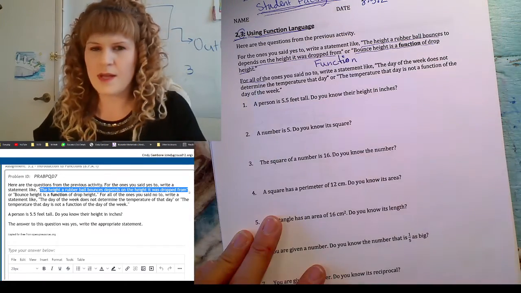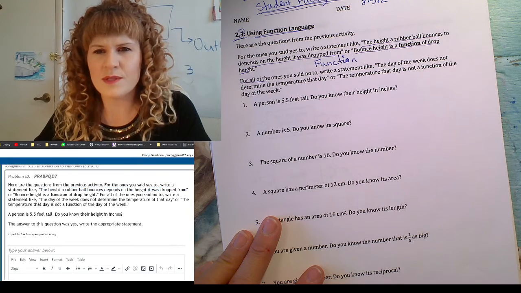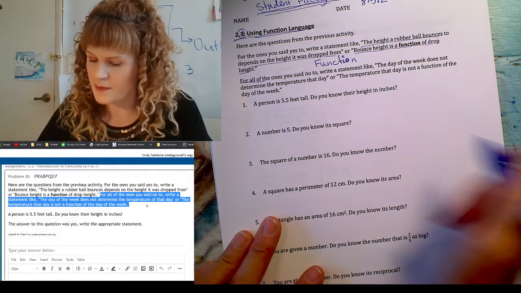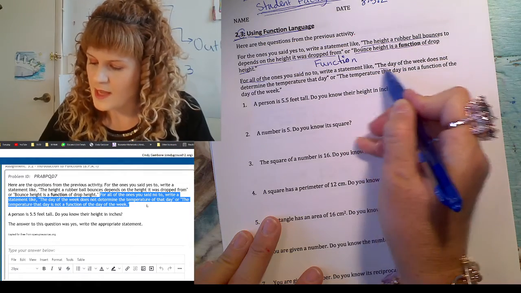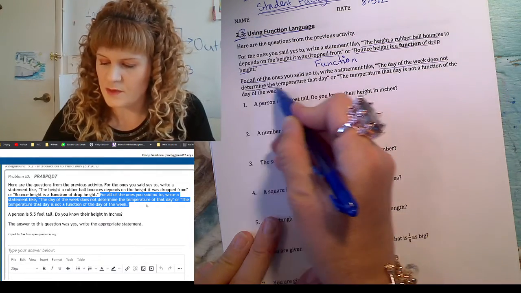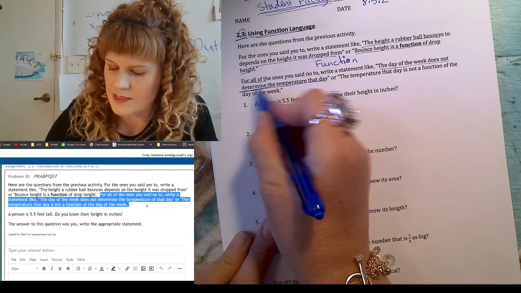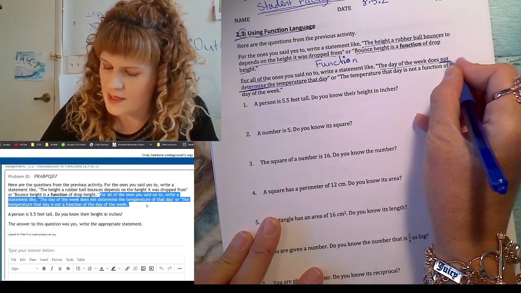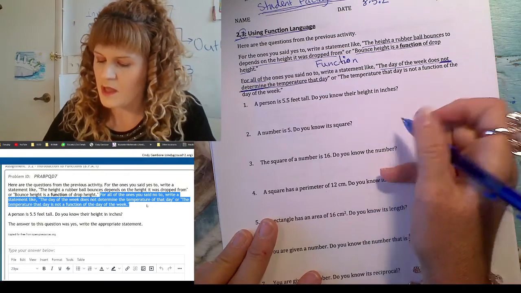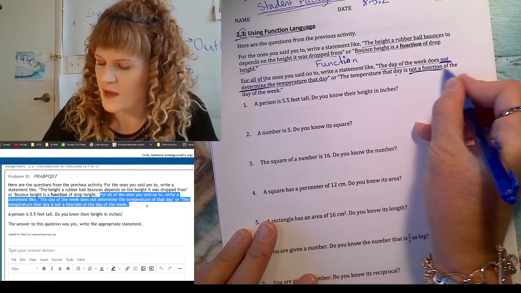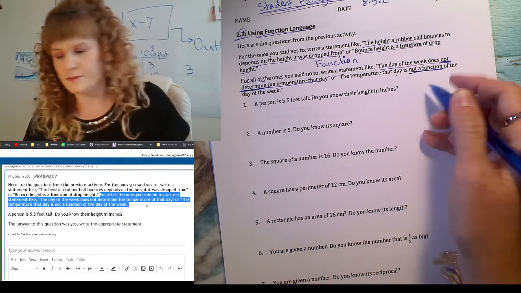For all the ones you said no to, write a statement like, the day of the week does not determine the temperature that day. So we're going to say does not determine. That's what we're going to say. Does not determine. Or the temperature that day is not a function of the day of the week.